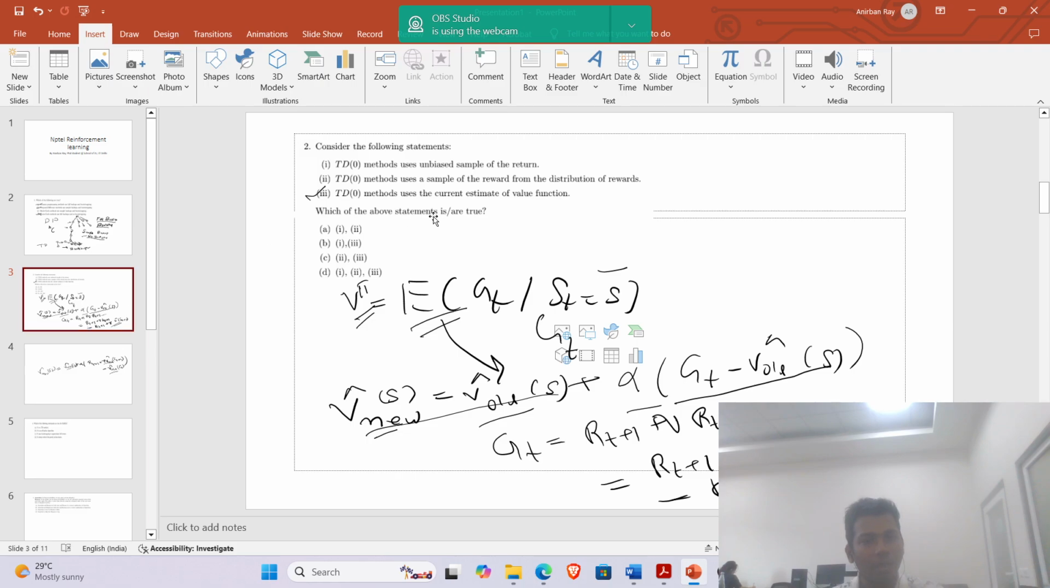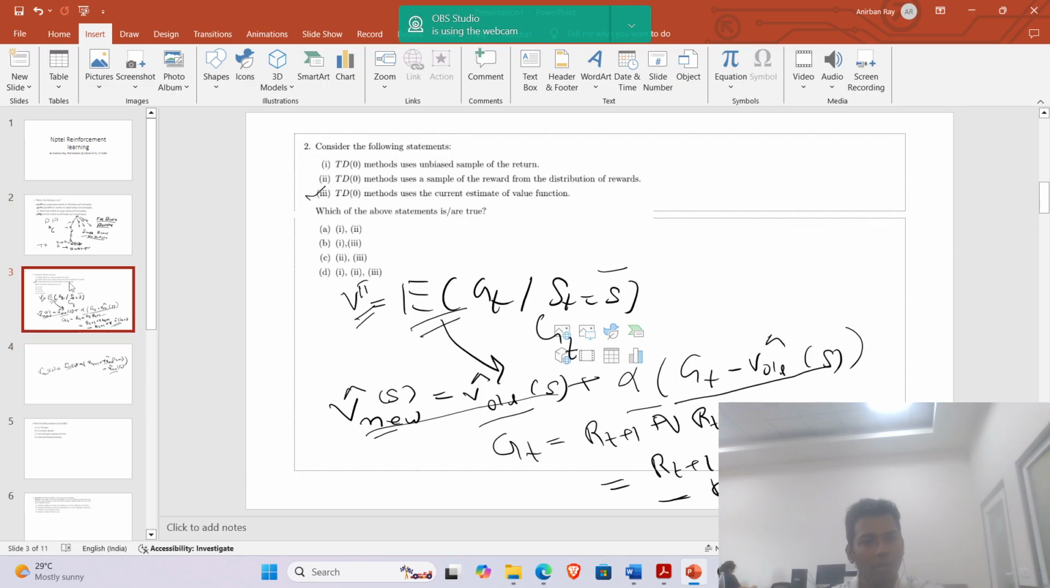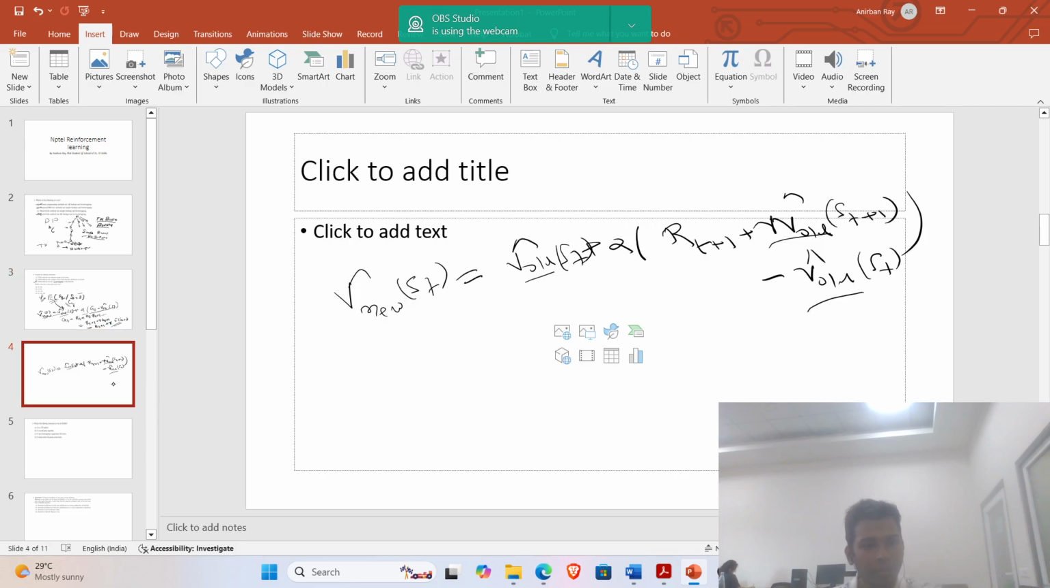The point is that the TD0 method, as you can see, uses the v old here. That is the current estimate of the value function. Next, the TD0 method uses a sample of the reward from the distribution of the reward. Yes, as you know, we have taken a sample of the reward here, or this is a return, right? But in the final equation you can see this is the sample of the reward. So we are using that. This is also correct.